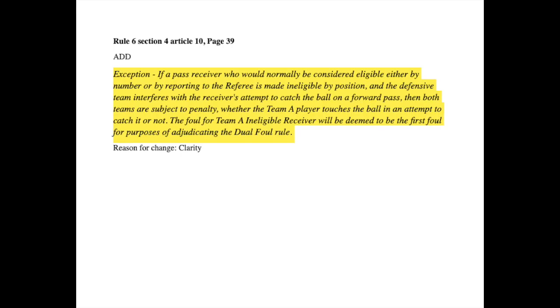This is an exception. If a pass receiver who would normally be considered eligible, either by number or by reporting to the referee, is made ineligible by their position, and the defensive team interferes with the receiver's attempt to catch the ball on a forward pass, then both teams are subject to penalty, whether the Team A player touches the ball in an attempt to catch it or not. The foul for Team A, ineligible receiver, will be deemed to be the first foul for the purposes of adjudicating the dual foul rule. And Walter, your thoughts on this one?